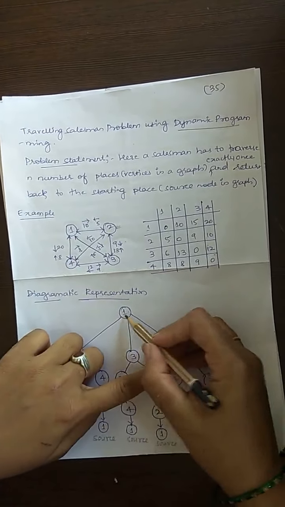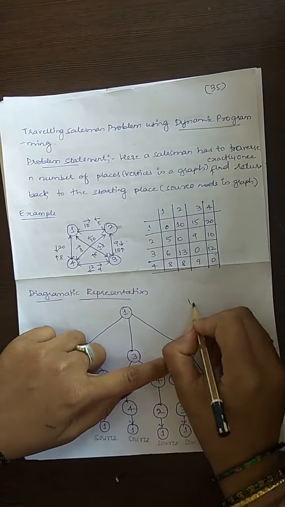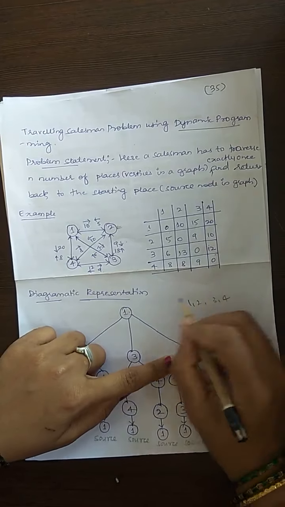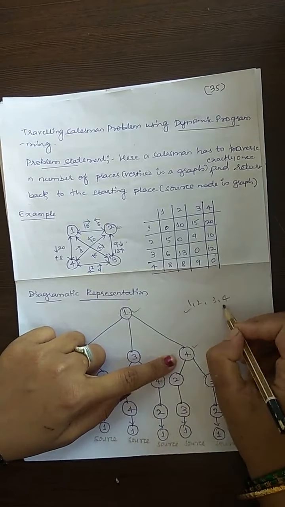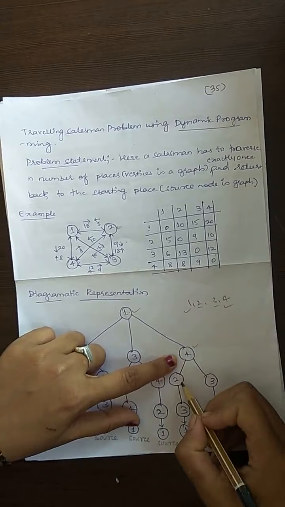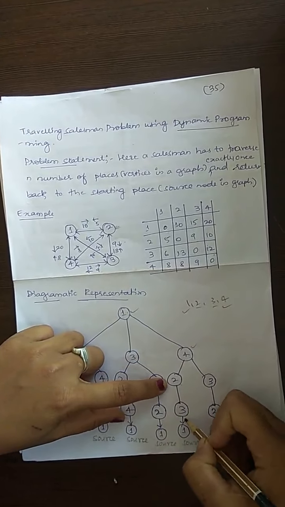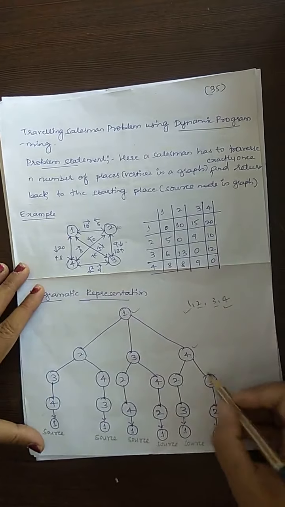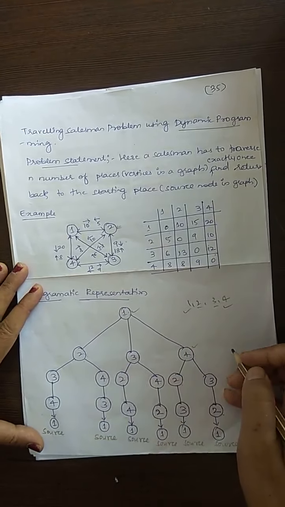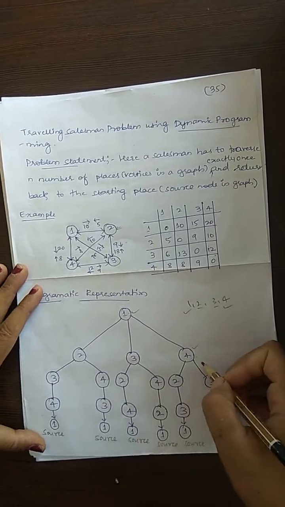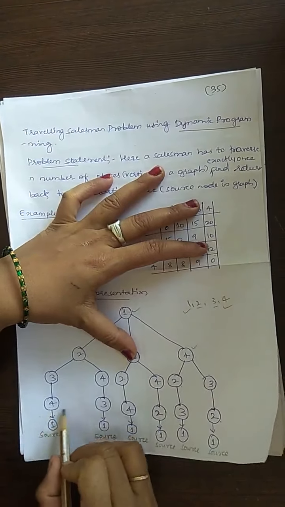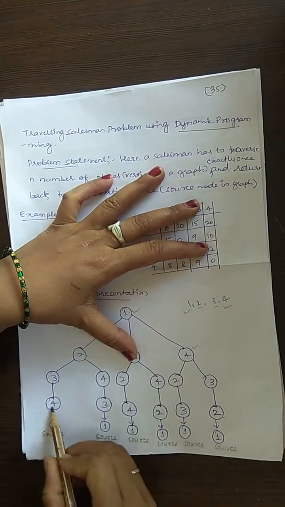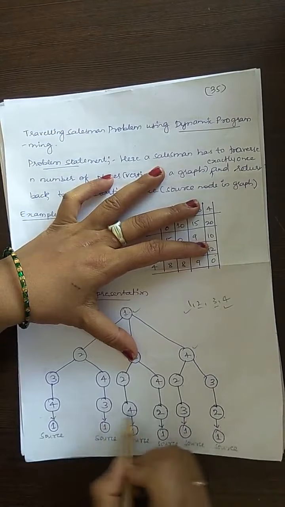Now after 1, if he goes to 4, then 1 is over and 4 is over, so 2 and 3 remain. If he goes to 2 here, then he will go to 3. If he goes to 3 here, then he will go to 2. Like this we get different combinations of graph traversals. You can see that at the end, these are the leaf nodes: 4, 3, 4, 2, 3, 2.